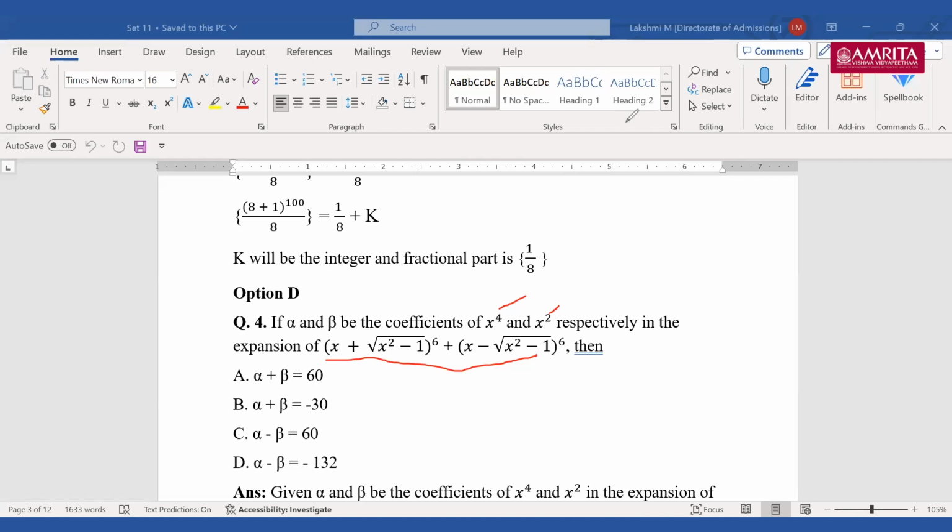So kindly wait. Alpha and beta are the coefficients of x raised to 4 and x squared respectively in the expansion of this one. Then I need to find out alpha plus beta or alpha minus beta. So the aim of this session is to make you understand which pattern or which type of questions may come in the entrance examination. Okay, I got one answer as option D, option C.